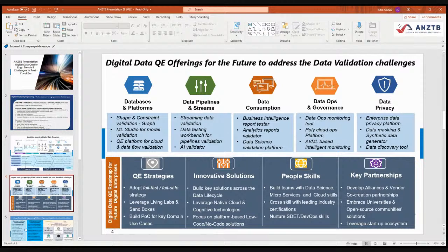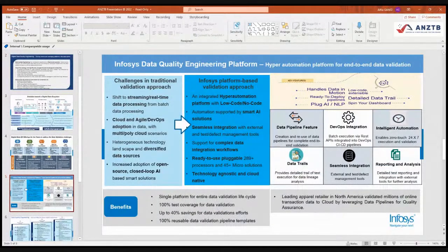Okay, so with this, let's move on to the next aspect of our presentation, where I'd just like to introduce the Infosys Data Quality Engineering Platform, which is just one single platform, a hyper automation platform for end-to-end data validation. What we look at is the various challenges that we discussed earlier. So on the left hand side, what you see is how we address our real-time data processing capabilities along with our batch processing capabilities.